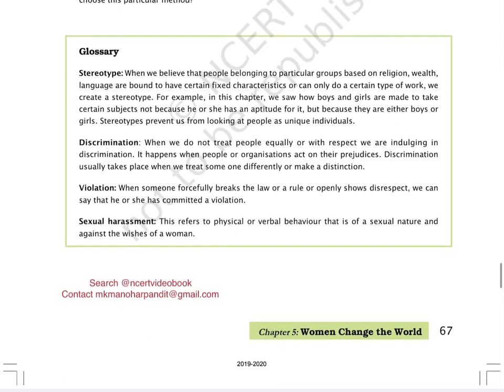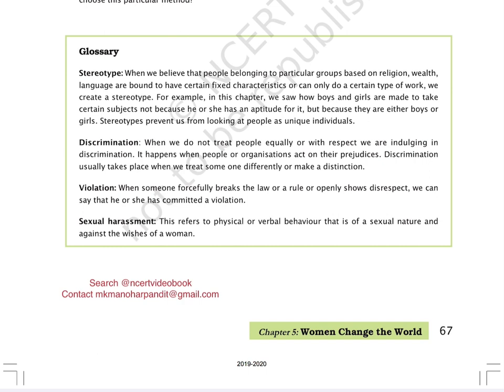Glossary. Stereotype. When we believe that people belonging to particular groups based on religion, wealth, language are bound to have certain fixed characteristics or can only do a certain type of work, we create a stereotype. For example, in this chapter, we saw how boys and girls are made to take certain subjects not because he or she has an aptitude for it, but because they are either boys or girls. Stereotypes prevent us from looking at people as unique individuals.